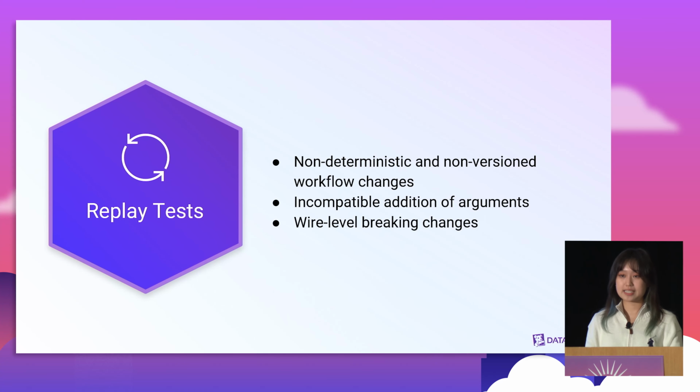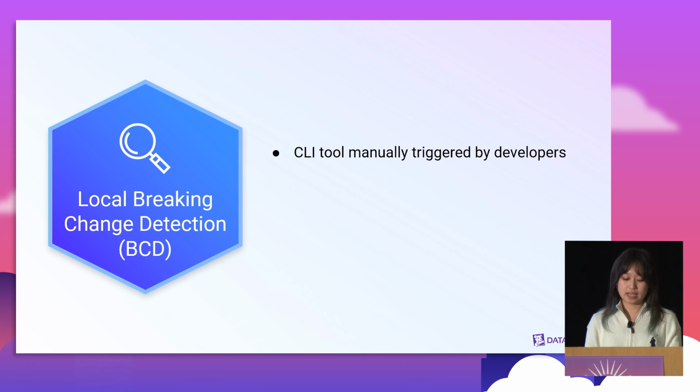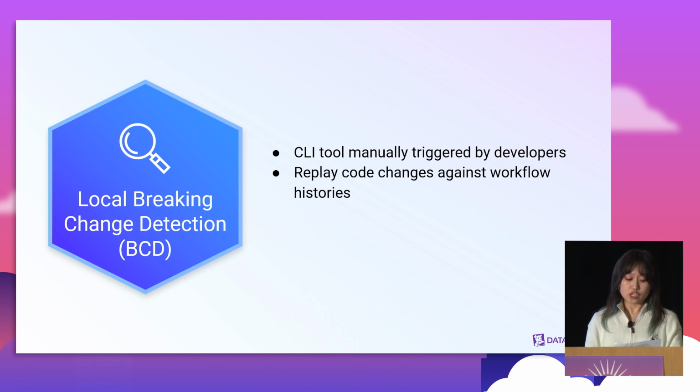In order to address these gaps, we can look to the next piece of our tooling, which is the local breaking change detection tool, also referred to as the local BCD tool. This is a command line tool that developers can manually trigger to check for breaking changes. Similar to the replay test we discussed earlier, this tool also leverages workflow replays to replay code changes against workflow histories and detect breaking changes.